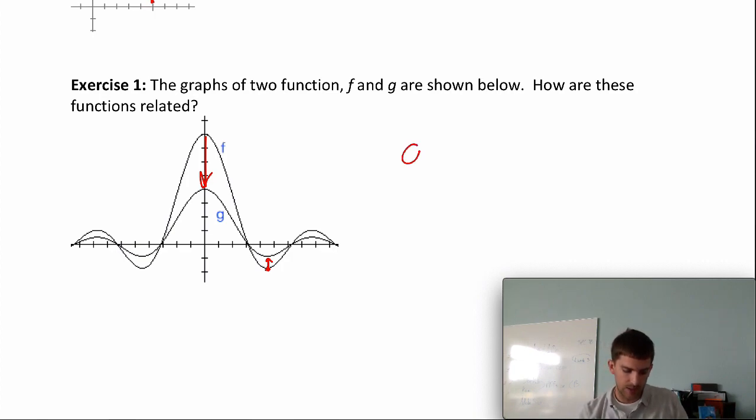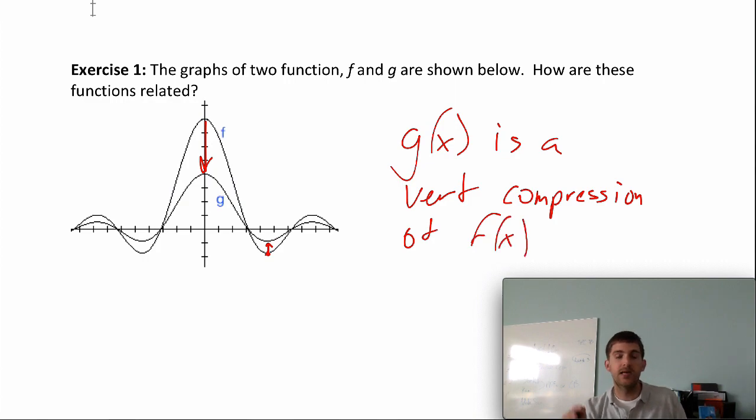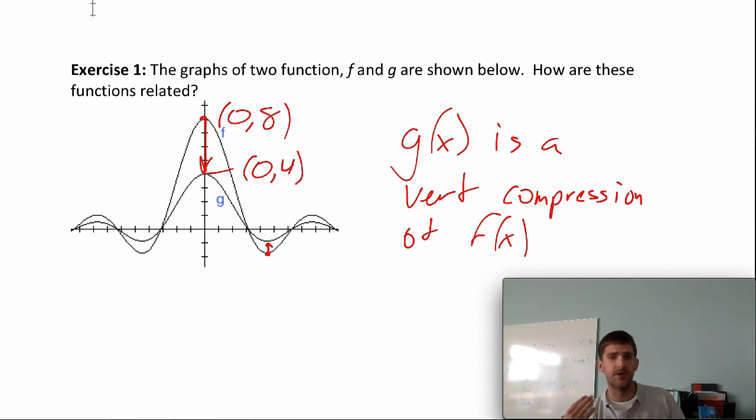So I'm going to say g of x is a vertical compression of f of x. We take f of x and compress it. Now, by how much? Taking a look at this point up here, it had a height of 8, so that was the coordinate 0, 8. This point down here is the coordinate 0, 4. You might look at them and say, oh, the difference between 8 and 4 is 4. Well, let's talk about that.